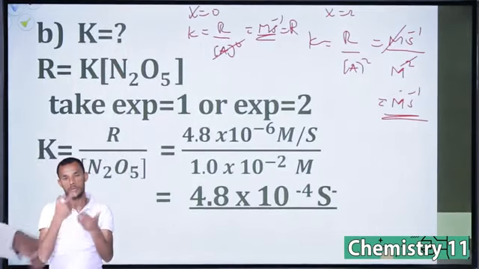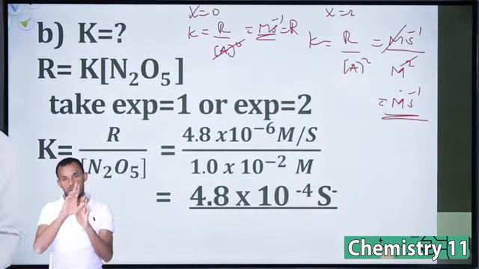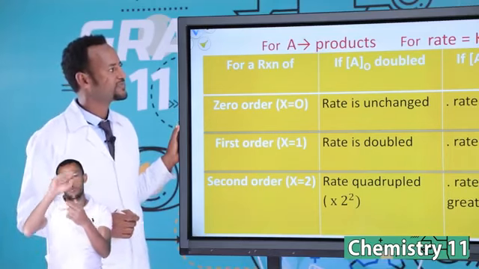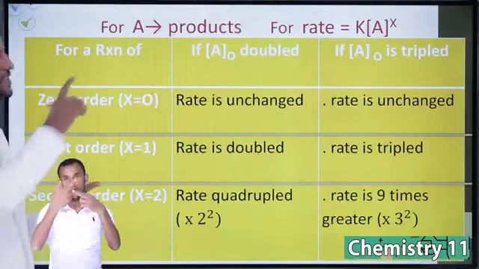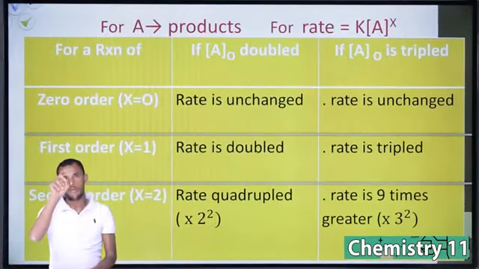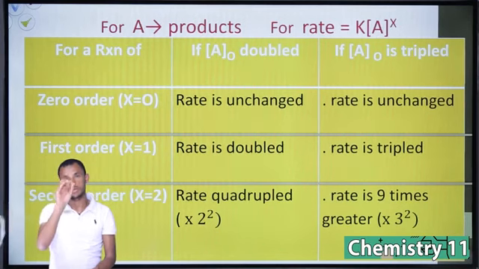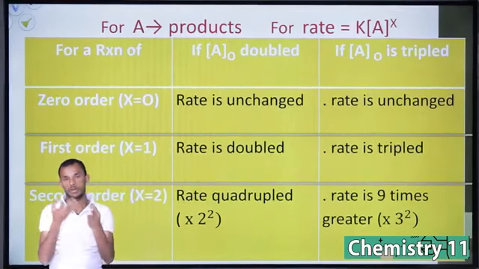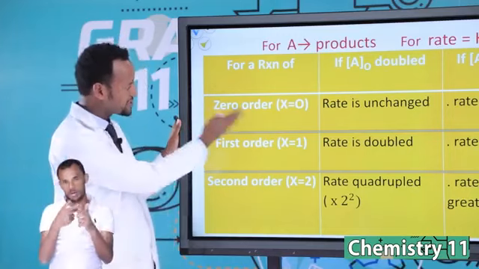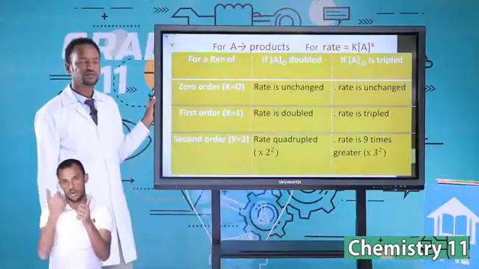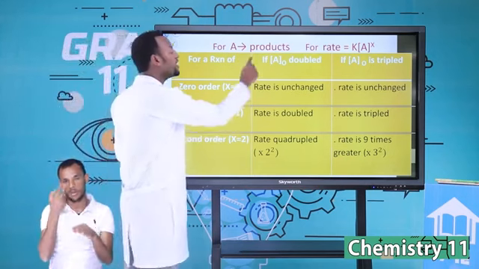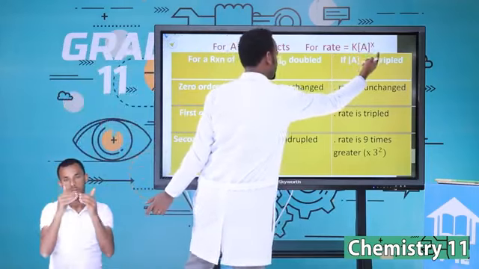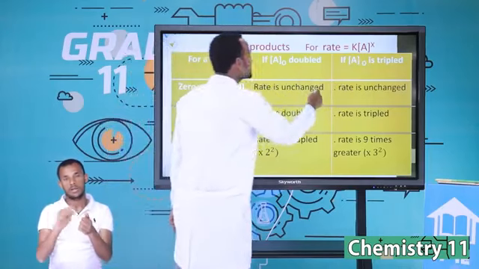By using this formula, determine the unit of rate constant. For simply A converted into products, rate is equal to K A to the power of x. You know x can be zero order, first order, or second order. Look at this general expression, using this table, for zero order reaction, first order reaction, and second order reaction. The first point here is, if A naught is doubled, what happens?